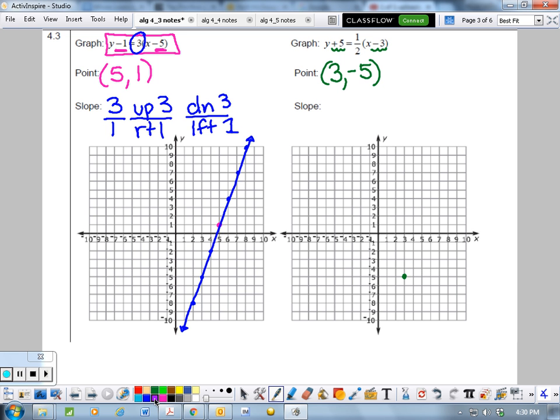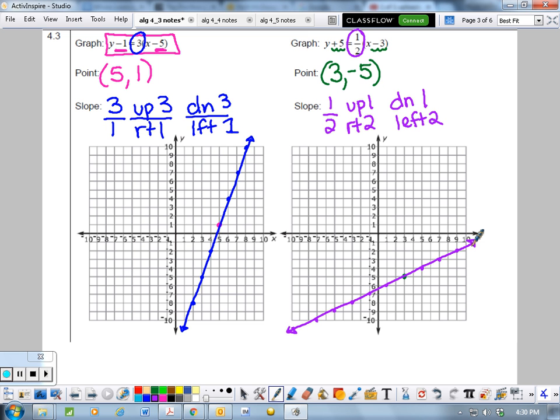And then I'm going to grab that slope. That slope is 1/2, which is going to be up 1, right 2. So from here, we're going to go up 1, right 2, and then up 1, right 2, and then up 1, right 2. And then I can even work backwards: down 1, left 2. So I can go back to my starting point, down 1, left 2, and keep going. And that gives me my line. And so then I can connect all those dots with a really nice line.